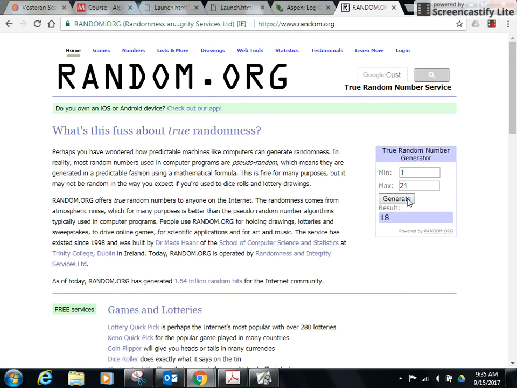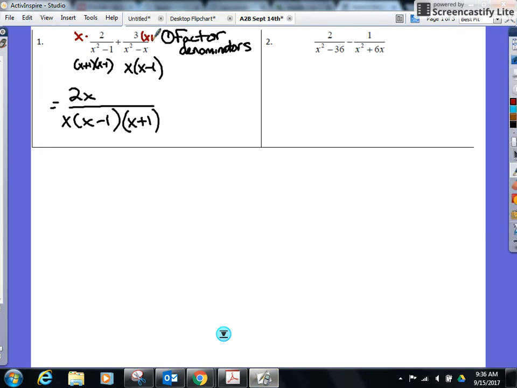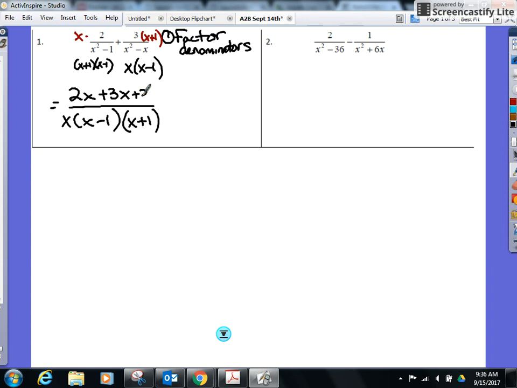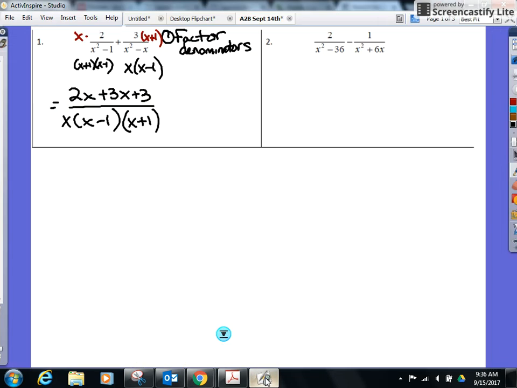Let's keep going. What's the next fraction missing up here? What's it missing? And 18, what's it missing? The X plus 1. So I'm going to take 3 times X plus 1. Distribute. Go ahead, distribute. We end up with 3X plus 3. And yeah, go ahead, combine your numerator right now. Combine your numerator. And you end up with what? 12. What do we end up with in the numerator? 5X plus 3.